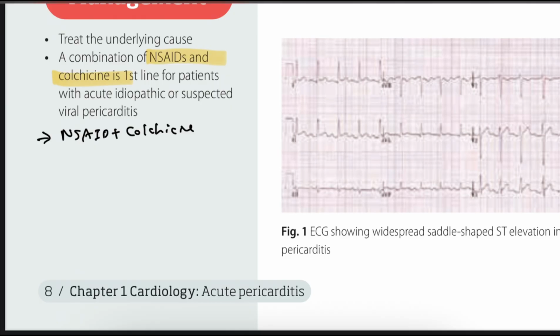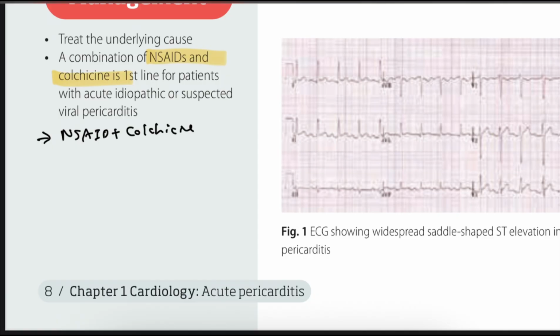Next, colchicine. Colchicine we have to give as anti-inflammatory, 0.5 to 0.6 milligram. We have to give 2 times per day for 3 months. It will prevent the recurrence of pericarditis. This is very important.